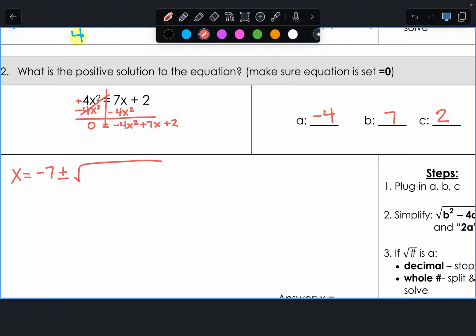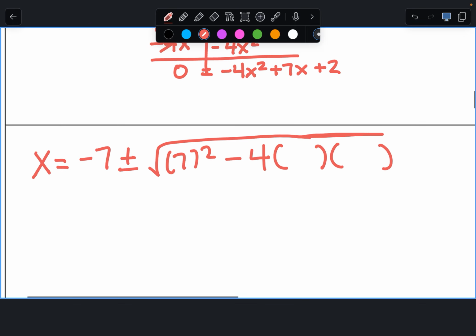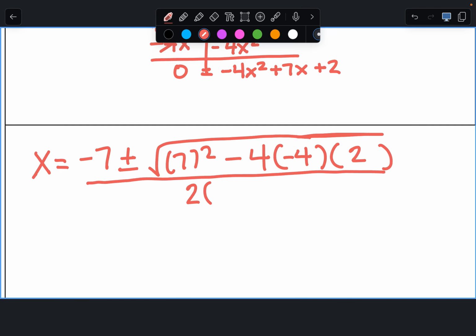B squared. So 7 squared minus 4AC. The -4 will always be there. What do I plug in for A? -4. And C is 2. Now I draw my really long fraction bar. Everything divided by 2 times A, which is -4.